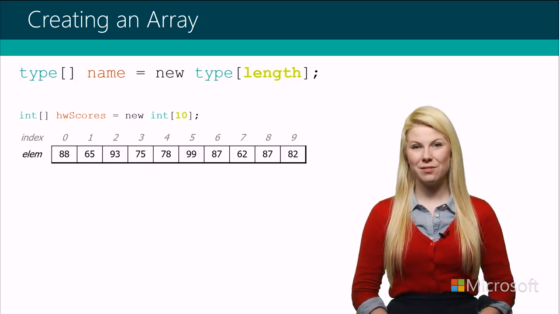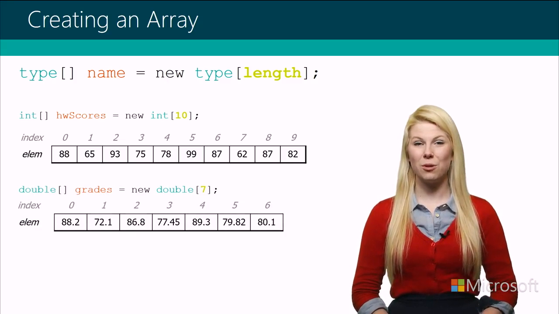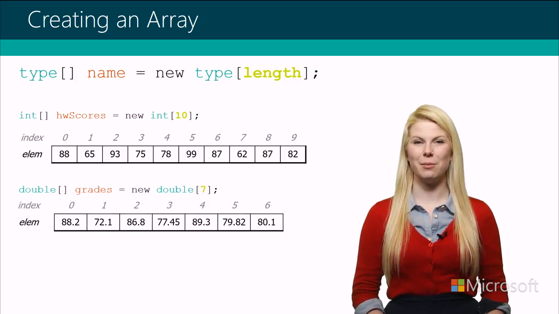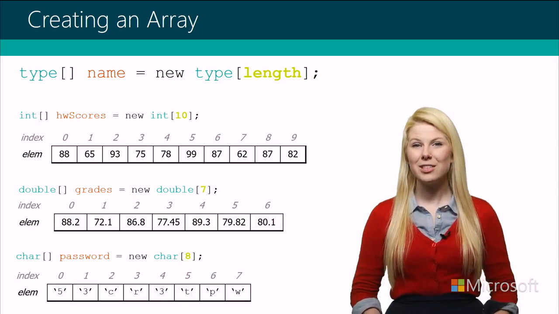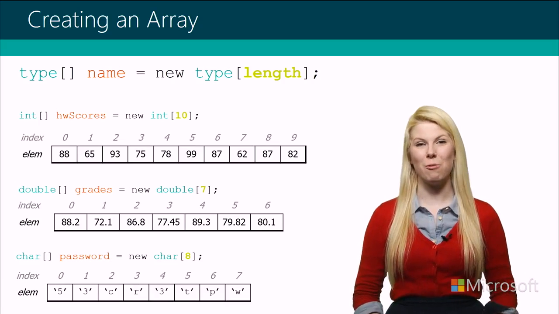You can store lots of different things in arrays. You could store doubles. Here's 7 different doubles. Or you could store a bunch of characters. In fact, arrays could store anything that you want.